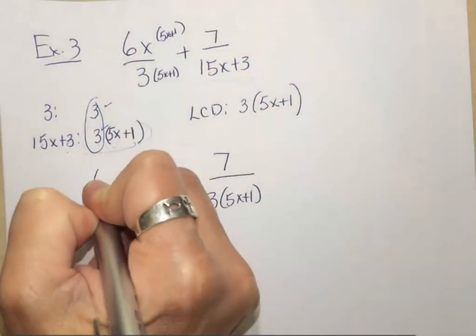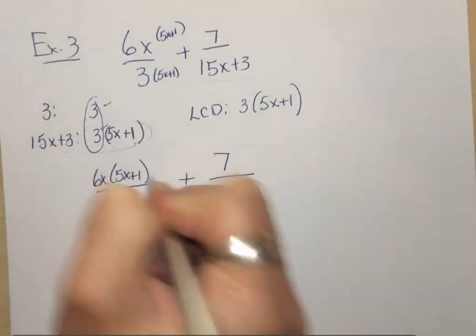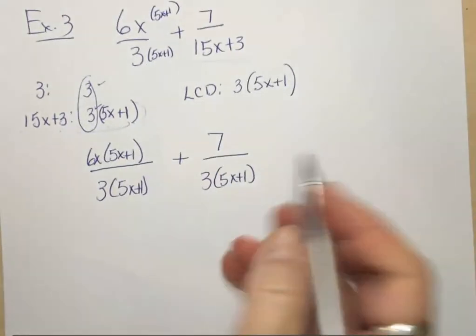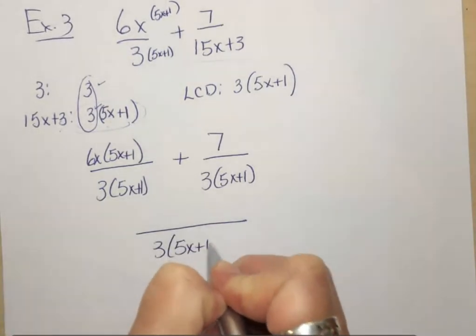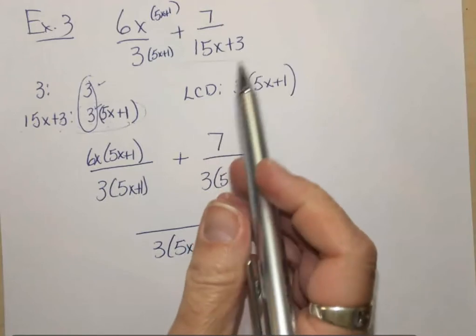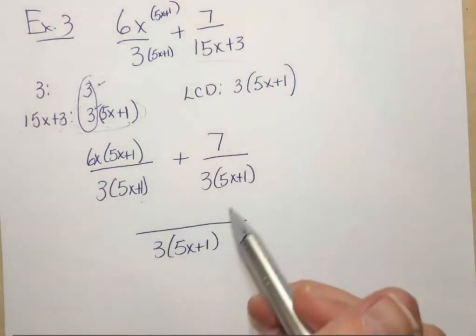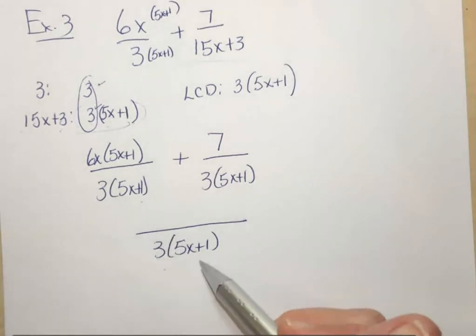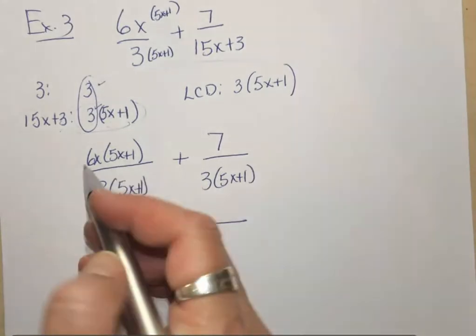And so I end up with 6x times 5x plus 1. And now I'm going to simplify. Well, I know my denominator is going to be 3 times 5x plus 1, or I could write it as 15x plus 3. But honestly, I'd leave it in factored form because if I can get the numerator to factor into one of these two factors, I could cancel it. So we usually don't multiply it out at this point.